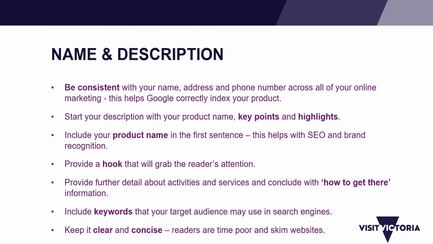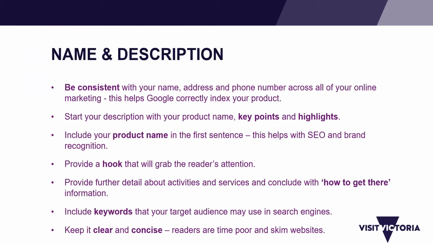Here are some tips to keep in mind when writing your product listing description. Always use the same name, address, and phone number for your business or event across all marketing material. So this is your website, your ATDW listing, your booking system, and your social media. This ensures search engines like Google correctly index your product.